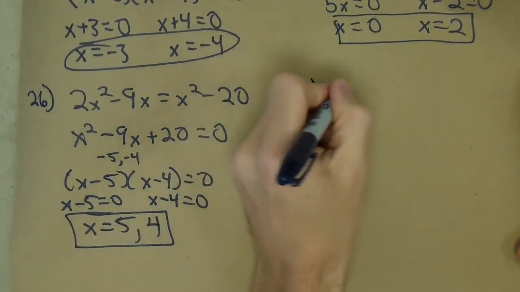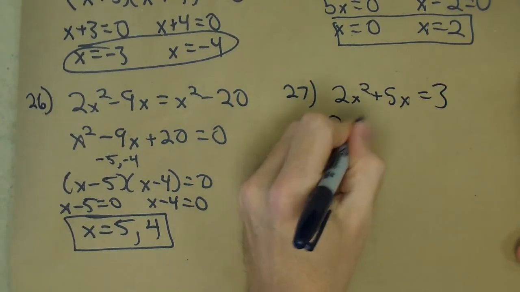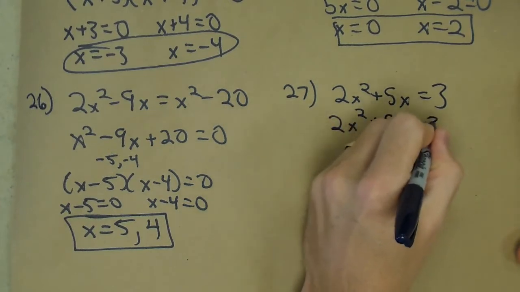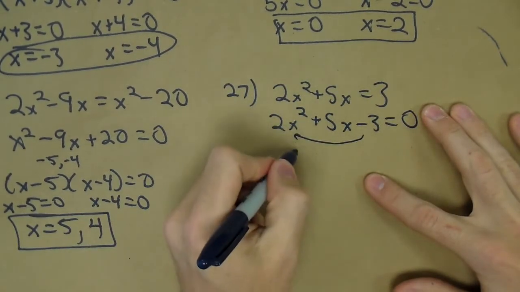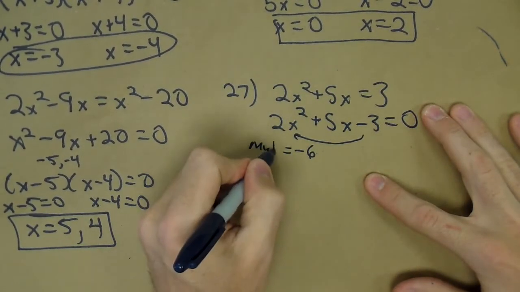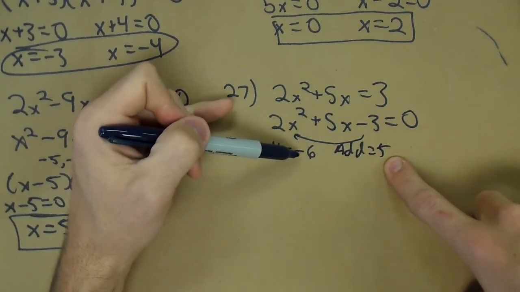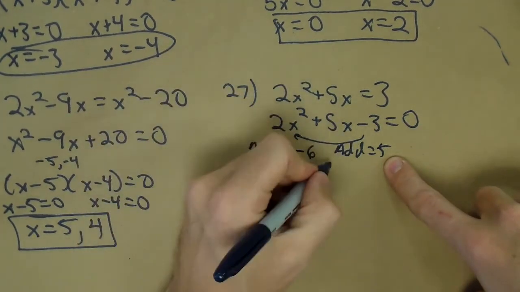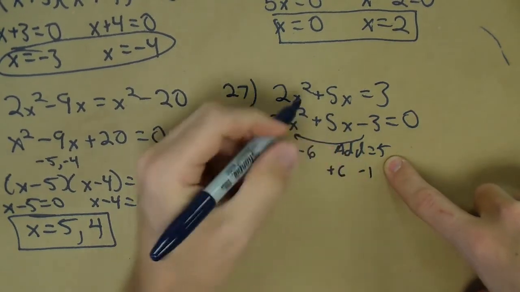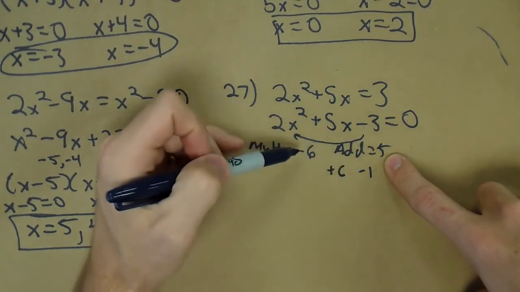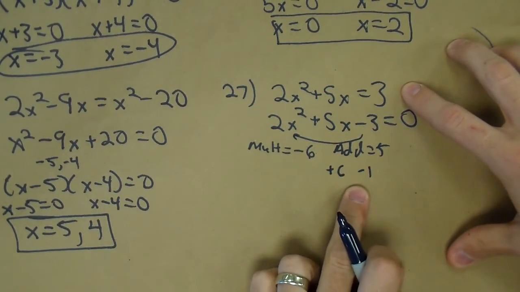For 27, we have 2x squared plus 5x equals 3. We're going to bring over the 3 and make it a negative 3, so it's equal to 0. We're looking now at multiplying between these two to get negative 6, and we want to add to get a 5. So I'm going to multiply to get a negative, but it adds to be a positive, so one's positive, one's negative. If I did 6 and negative 1, that would add to 5, and it would multiply to be negative 6.